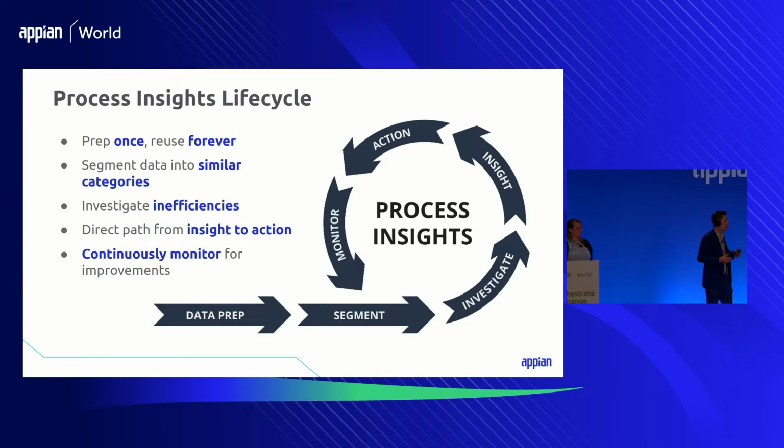So this is really the simplified journey that we will walk through in this presentation for Process Insights. We'll go through what each of these steps looks like, but at a high level first, we'll go through data prep. With our data fabric capabilities, you can prep once and reuse forever. Then we'll go through what segmentation of data looks like to measure things in the right context. We'll go through investigate, insight, and action to be able to investigate inefficiencies and come to an actionable conclusion. And then we'll continuously monitor for improvements.